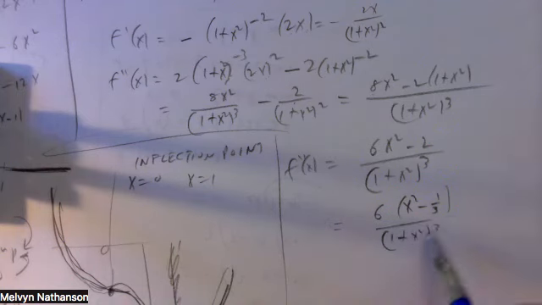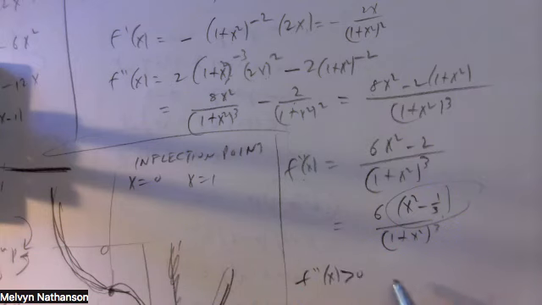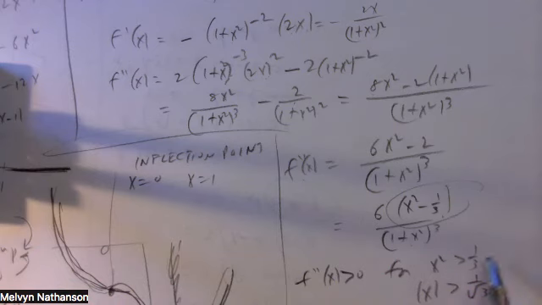So the sign of this is always positive. The sign of this is completely determined by this. So f double prime of x is greater than 0 for x squared greater than a third, or the absolute value of x greater than 1 over the square root of 3. And f double prime of x is negative for the absolute value of x less than 1 over the square root of 3. So here, the curve is concave up. Here, the curve is concave down.